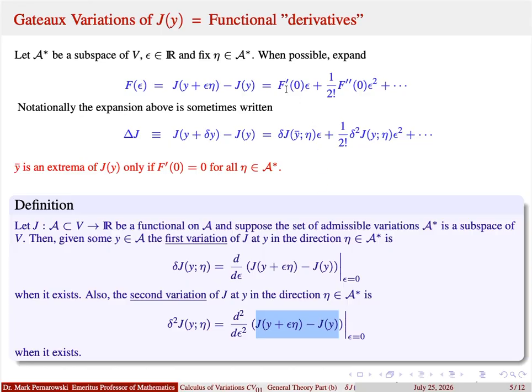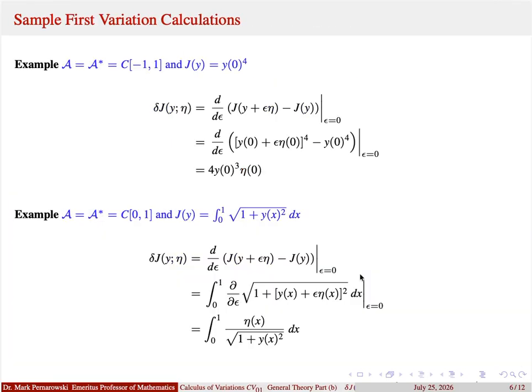Going back again, remember, my goal is going to be to try to find out what that is. It's notationally equivalent to this thing, which is notationally equivalent to this thing. And I want to set that equal to 0. That's going to be the goal. Well, let's see if we can compute these first variations.